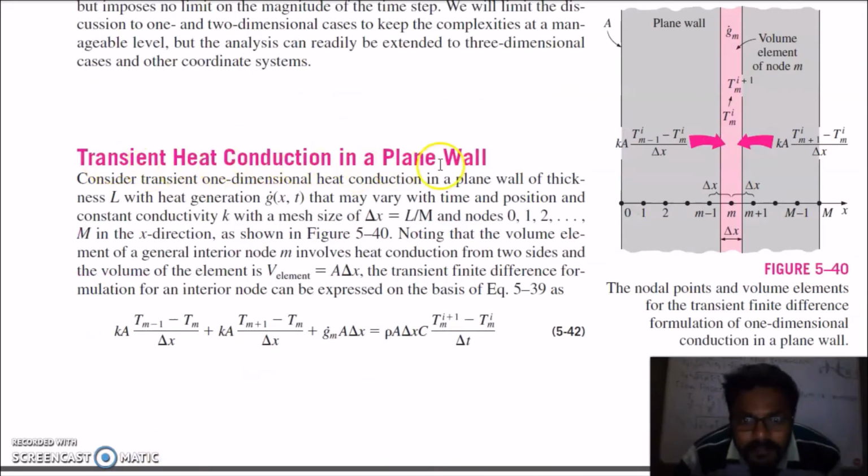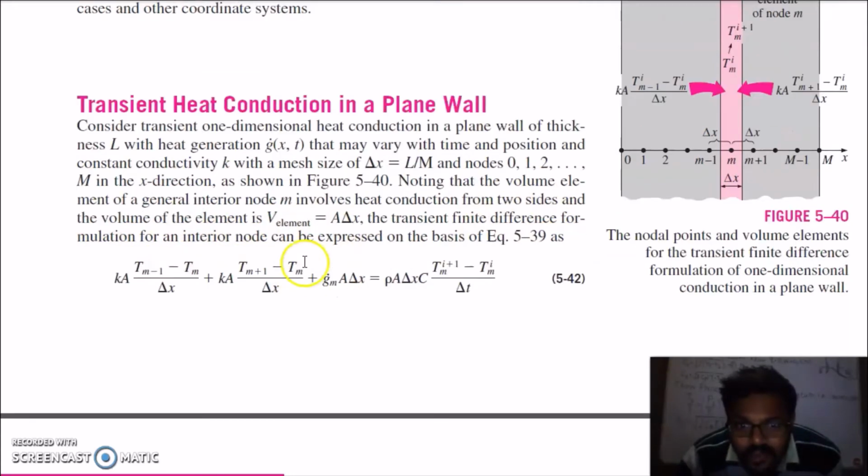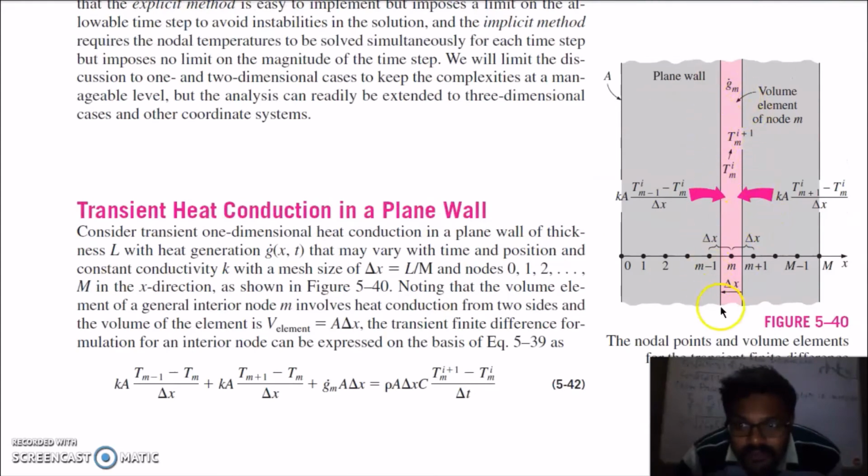Transient heat conduction in a plane wall. Consider transient one-dimensional heat conduction in a plane wall of thickness L with heat generation g dot (x, t), and constant thermal conductivity k. The mesh size here is Δx, which is L divided by M, where M is the number of nodes 0, 1, 2, up to M in the x direction, and the volume element is equal to A times Δx. So this is the area of the surface times Δx. This is the volume element here.